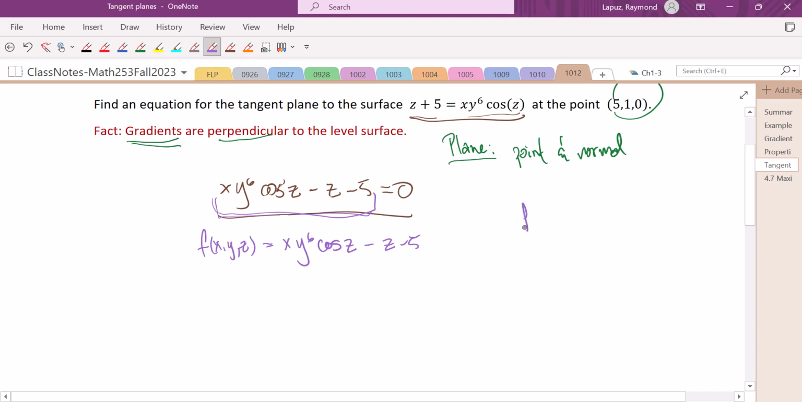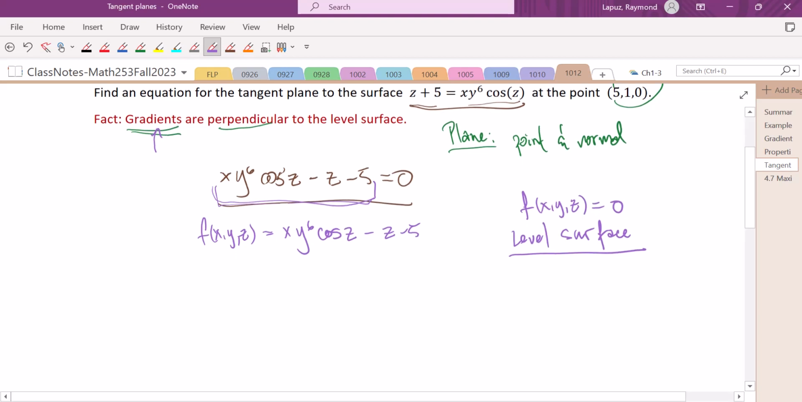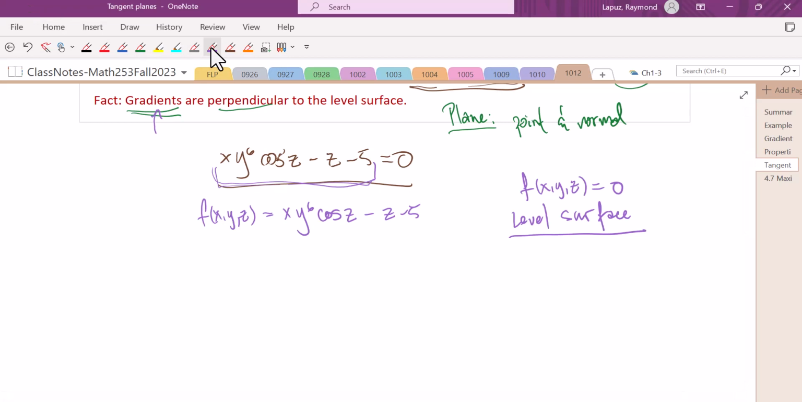Now, we know that if we let a function of x, y, and z equal a constant, and 0 is a constant, then this is actually a surface. And not only is it a surface, it's actually a level surface of that original function f of x, y, z. Because it is a surface, we can find tangent planes to it, and we'll use the fact that the gradient is perpendicular to a level surface to find the normal vector. From here, we just have to find the gradient. And to find the gradient, we need to find the partial derivatives with respect to x, y, and z.